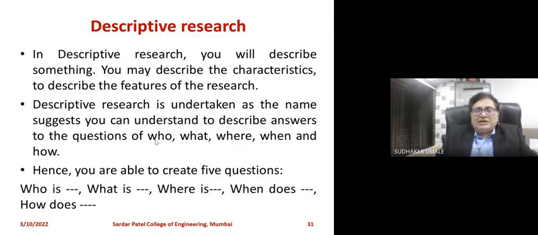Hence, you are able to create five questions everywhere. Whenever there is a descriptive research, you ask these questions yourself. Who is doing? What is the plan? Where is it? When does it happen? How does it happen? If you are able to complete all these five questions, then definitely your research design is complete.